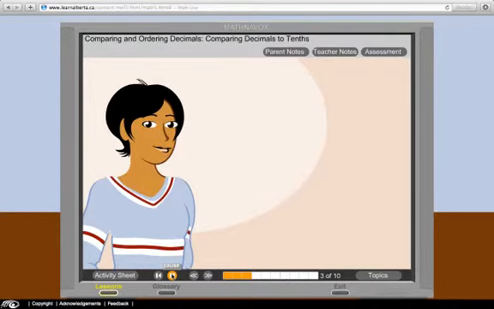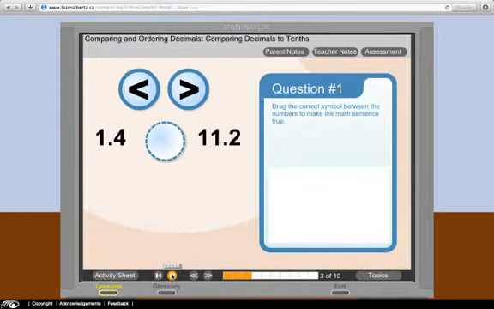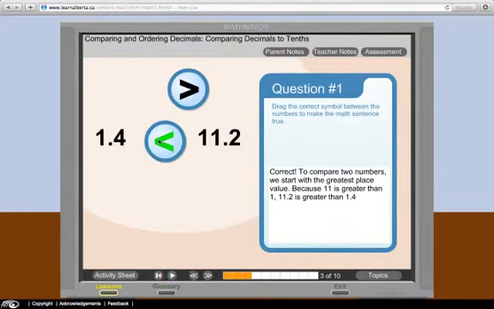Now you can answer some questions using the greater than, less than symbol. Drag the correct symbol between the numbers to make the math sentence true. Correct. To compare two numbers, we start with the greatest place value. Because 11 is greater than 1, 11.2 is greater than 1.4.